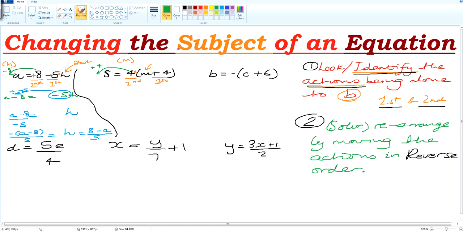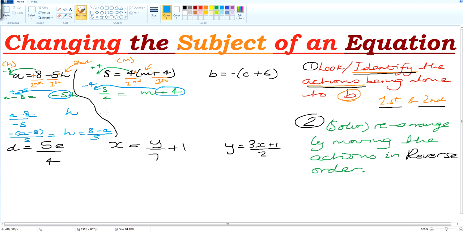Divide by 4. So we now have s divided by 4 is equal to, now that the multiply by 4 is gone, the brackets have also gone. They have evaporated. They've gone with the times by 4. They're not needed anymore. Now, what do we move next? We've only got a +4 left. So that was the first action that moves last. So opposite of the add 4 is.